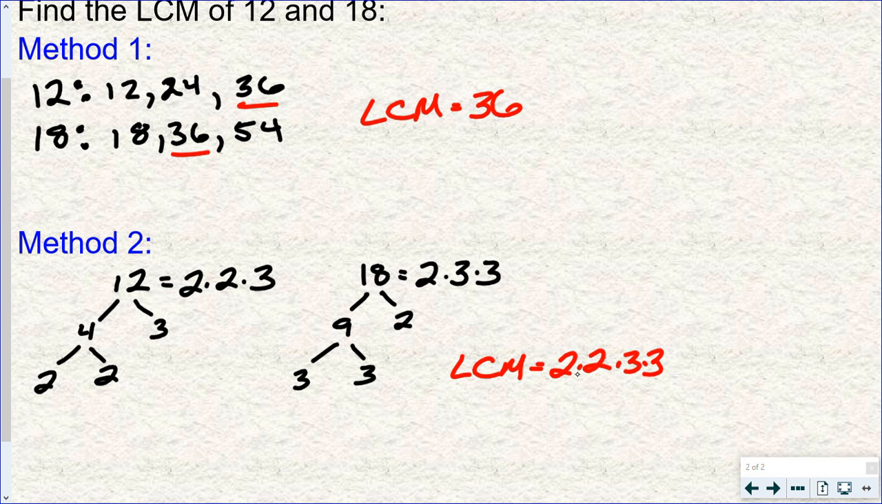So multiply these together. 2 times 2 is 4, times 3 is 12, times 3 is 36. So there were 2 2's. That was the most 2's that occurred in either number. And there were 2 3's, and I multiply those together. So again, you can choose to use either method.